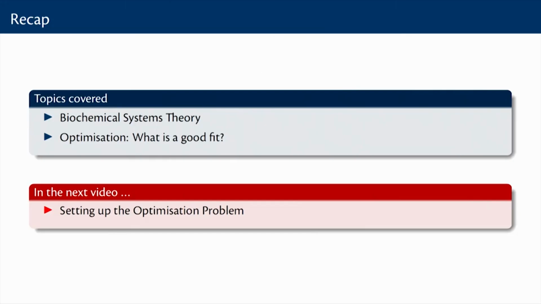So, in this video we had a brief overview of biochemical systems theory, and we also studied the various ways one can specify an optimization problem. Typically a good least square fit is a classic strategy. In the next video we will continue to look at the challenges in setting up a good optimization problem which helps us get good parameter estimates.